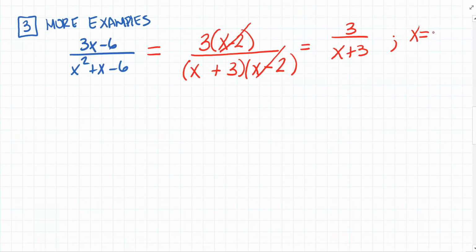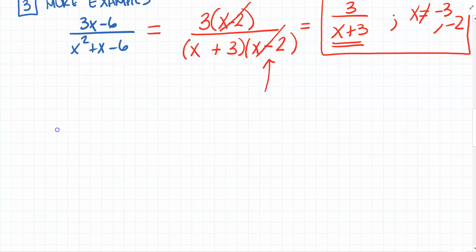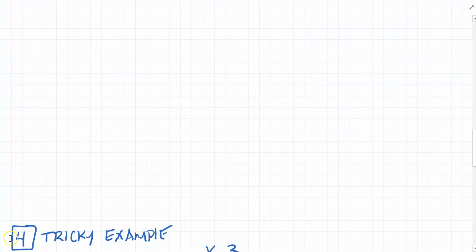Provided that x is not equal to negative 3 from this term, but we also have to state the fact that x is not allowed to be a negative 2 from that term. So even though it does cancel out and make a factor of 1, we still call it the excluded term at the very end of the problem, okay?